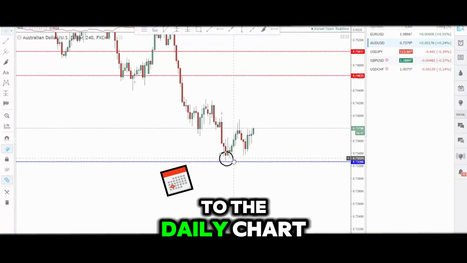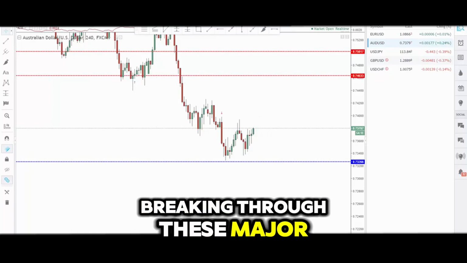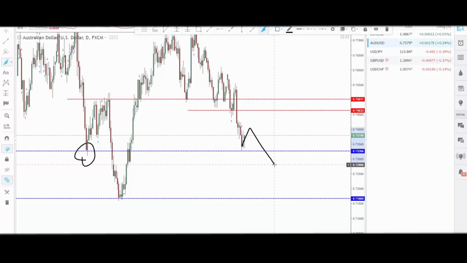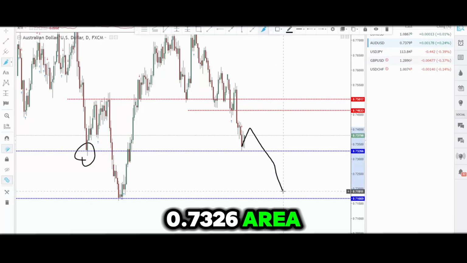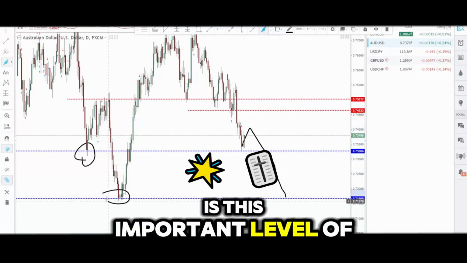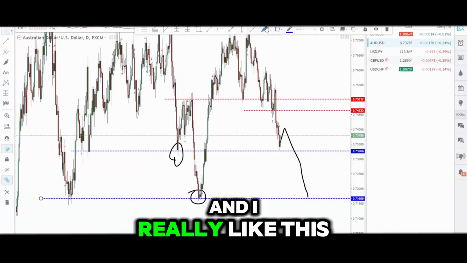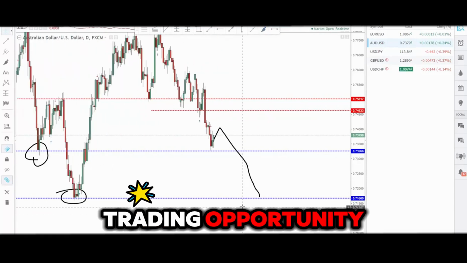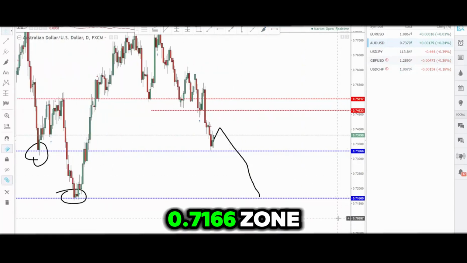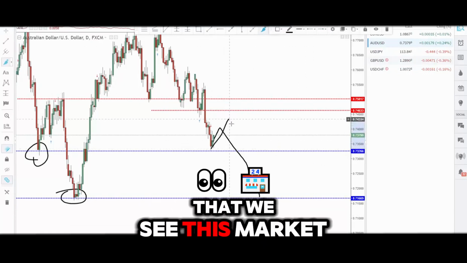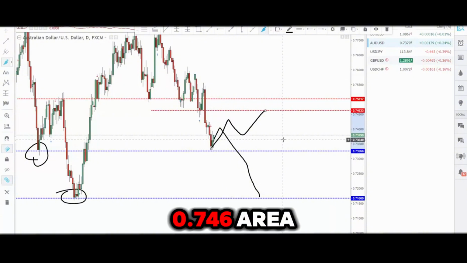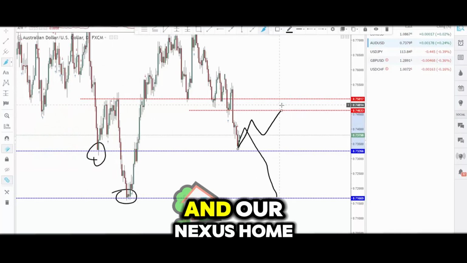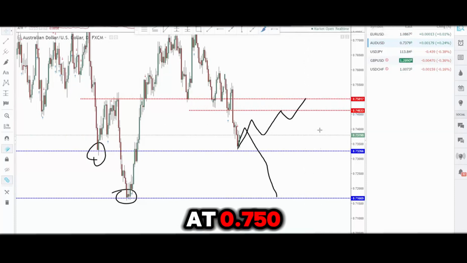And let's go ahead and zoom back out to the daily chart and check out what we might see if the Aussie dollar starts breaking through these major levels. So if this market, instead of pushing up from this level, decides to go ahead and crash down, and we break through the 0.7326 area, the next zone we'll be looking at is this important level of structure here, which has been tested multiple times in the past, and I really like this level, guys. If the market does come down here, then I will definitely be looking for some kind of bullish trading opportunity from that area, from the 0.7166 zone. And another possibility is that we see this market press up into the 0.746 area, and that's our level of resistance where we'll either be looking to take targets or open a short position. And our next zone is right above that at 0.750.